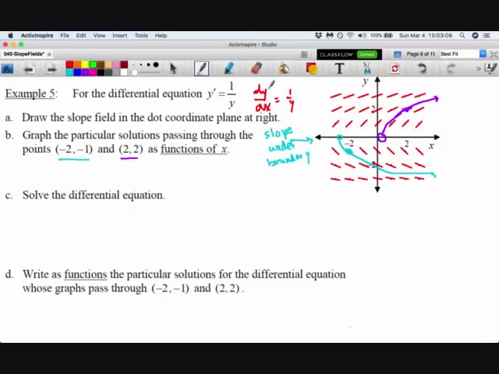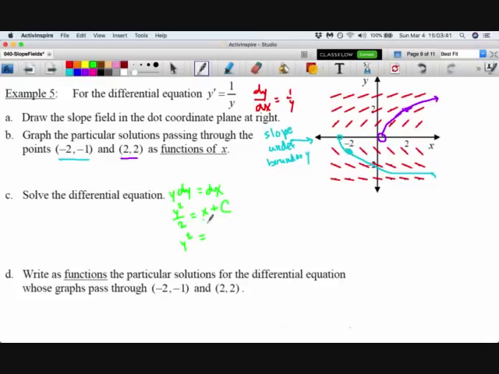Solve the differential equation. Go ahead, try it out. 3, 2, 1. Cross multiply, again, a really good first step here. y dy equals dx. The antiderivative of y dy, you should have gotten y squared over 2. The antiderivative of x is just x plus c. Multiply both sides by 2.